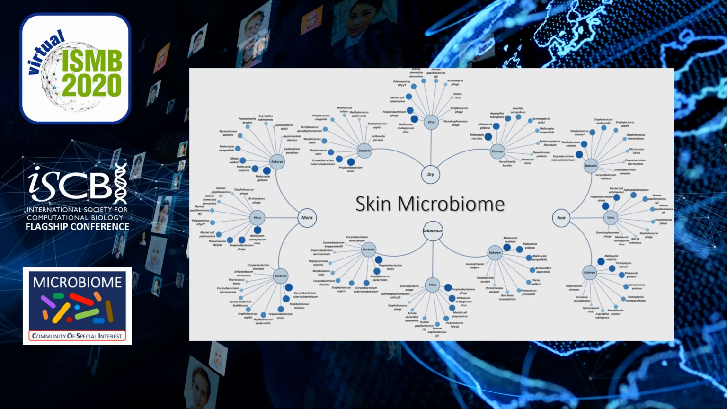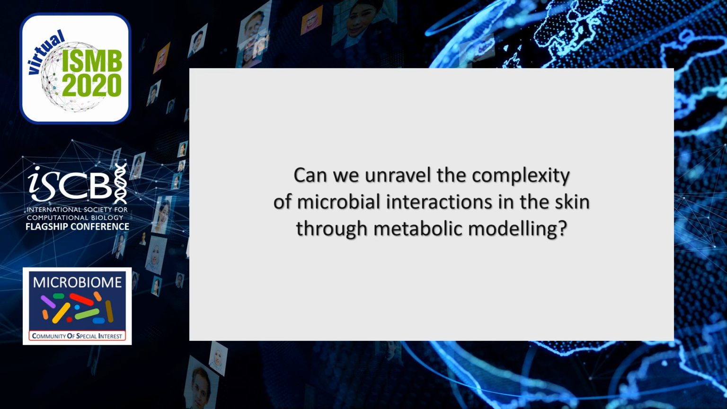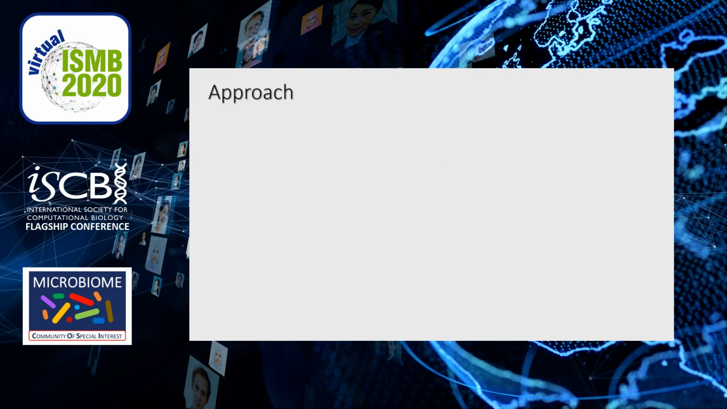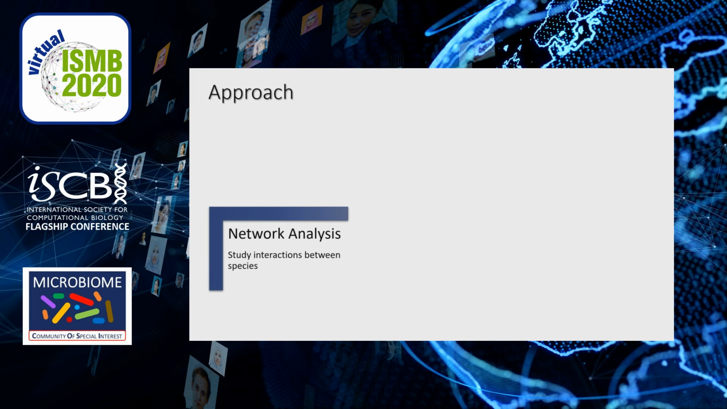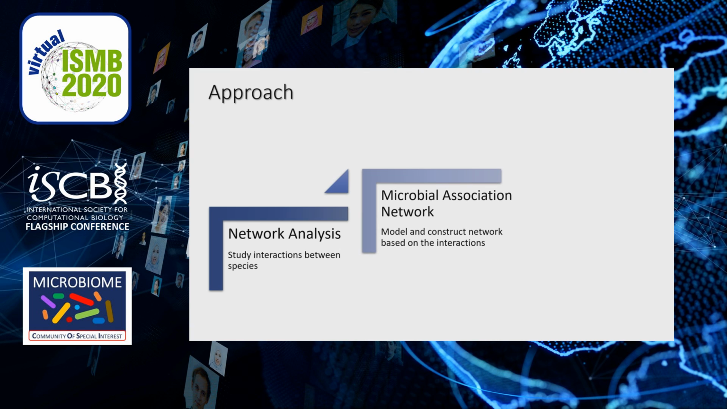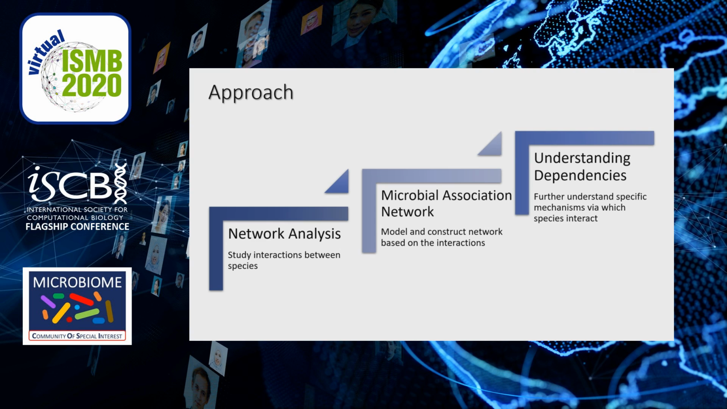Microbial interactions prevail in these communities, and there are many ways to model these interactions. Our primary objective was to try to unravel the complexity of these interactions through metabolic modeling, and for this we used a graph-based approach. Our approach was threefold. First, to study the metabolic interactions between the species. Second, to construct a microbial association network for the microbiome. And third, to understand the specific mechanisms through which species interact with each other, support each other, or depend on each other.